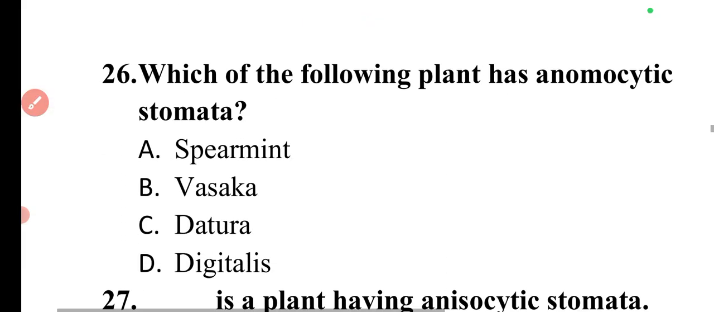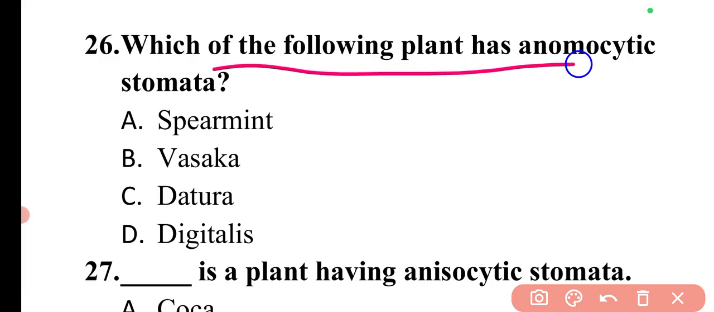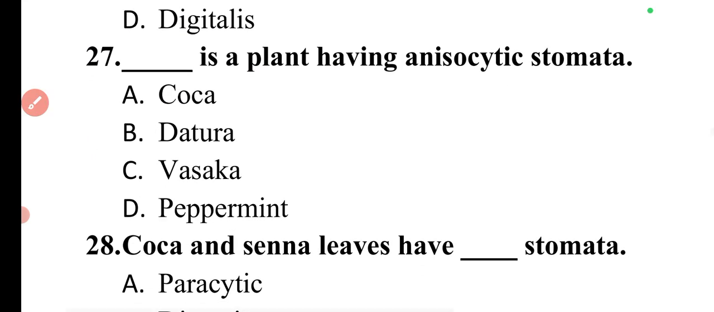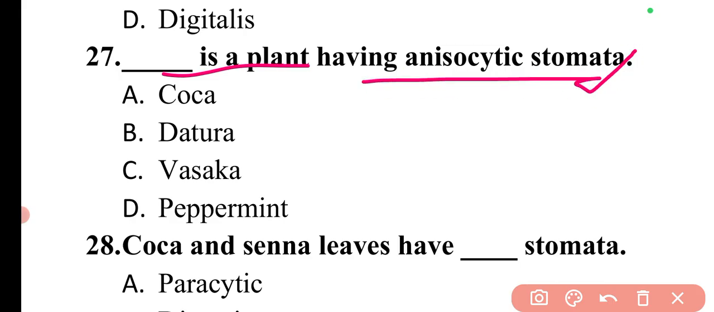Then moving to the next question. The question is, which of the following plants has anomocytic stomata? This we have discussed. This is digitalis. So here option D is correct. The next question is, dash is a plant having anisocytic stomata. This is Datura. So here option B is correct.